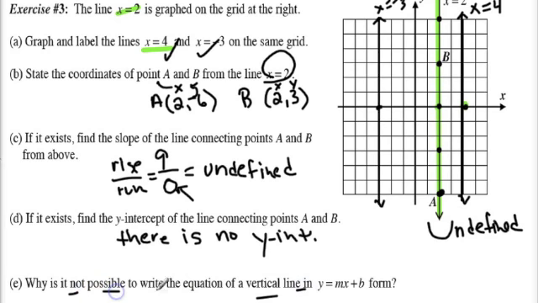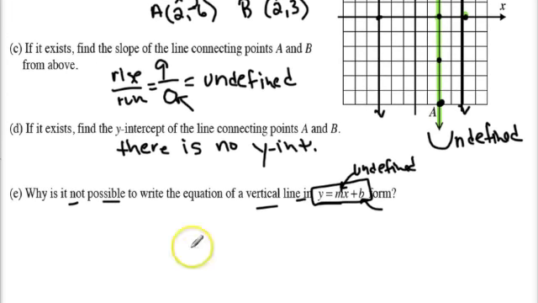Okay? Why is it not possible to write the equation of a vertical line using y equals mx plus b? Well, let's see. What number are we putting in for m? There is no number. That would be undefined. You can't figure anything out with undefined. So it just doesn't work out in this particular case, okay? There is no slope. Well, there is no number, no value for slope. And by the way, there is no y-intercept either.